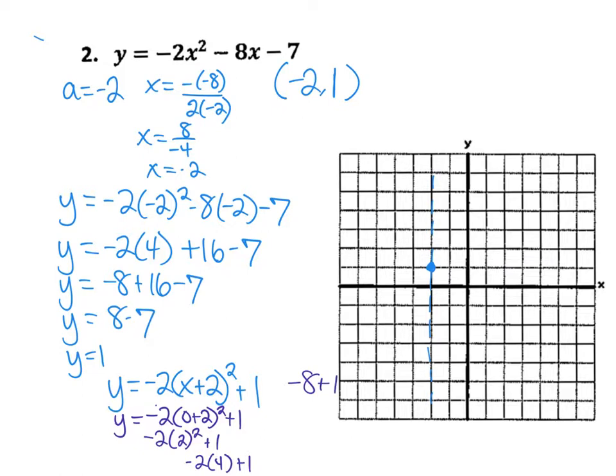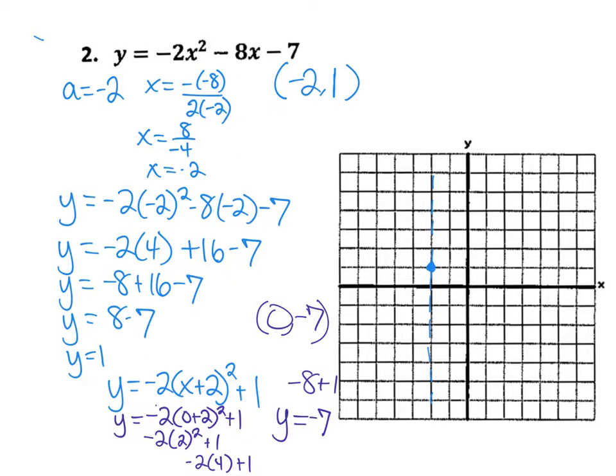-8 plus 1. Y-intercept will be -7. So here's a point on my graph, 0, -7. I found that by plugging 0 in for x.